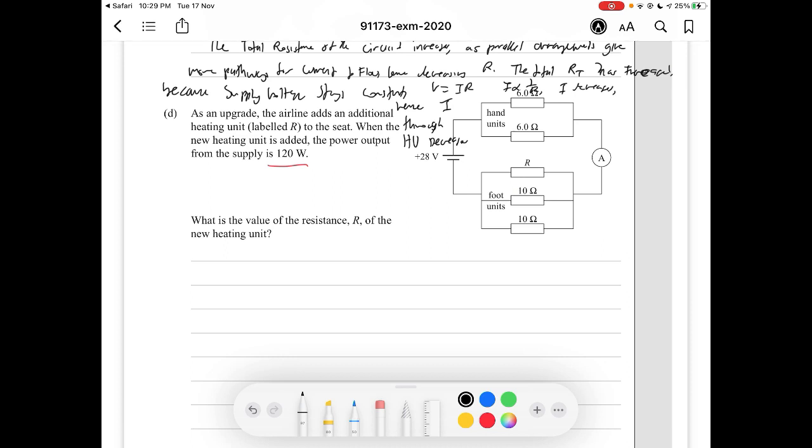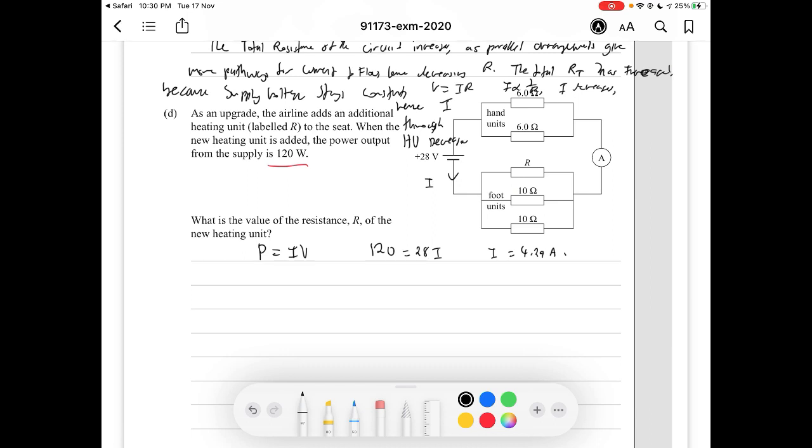So when 120 watts is delivered to the external circuit, we know that P equals IV, and we know that the source voltage is 28 volts. So using this, we can find the current drawn from the battery. There's a certain current drawn from the battery, and this current is going to deliver some power to the external supply, okay? So 120 equals 28 times this current, so 120 divided by 28 gives us the current equal to 4.29 amps. So that's the total current in the circuit, okay?